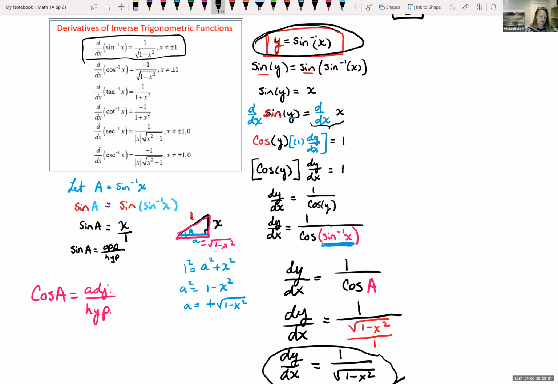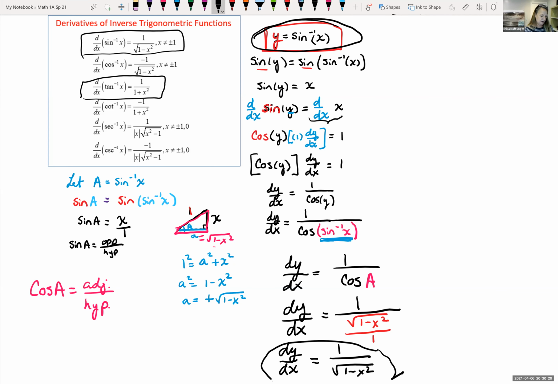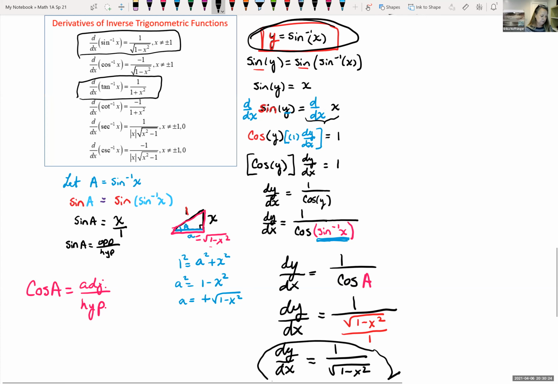So we can do this with the other trig functions. Tangent is one that you're going to use a lot in Calc 2. So let's derive that one. And in Calc 2, it's been a while since I taught it, you use these triangles a lot to help you solve for values. So you want to get this down. So let's derive the formula, find the derivative of tangent inverse of x.